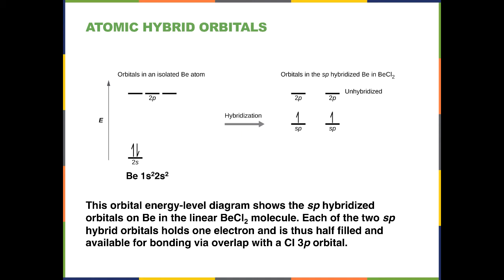And each of the sp orbitals now holds a pair of electrons, one of which came from the 2s of the beryllium and the other of which came from the 3p orbital of chlorine. And so once the bonding occurs, you'll have in each of these sp lines that are shown here a pair of electrons.